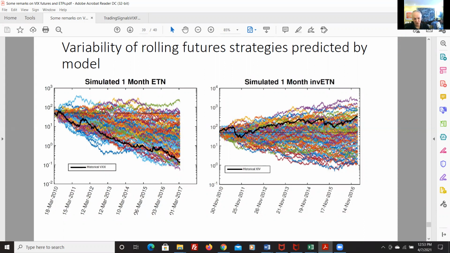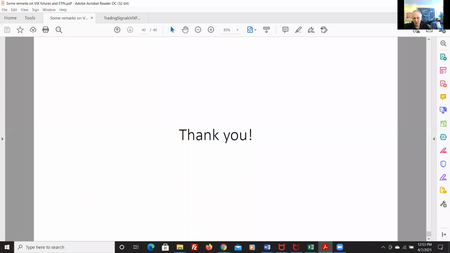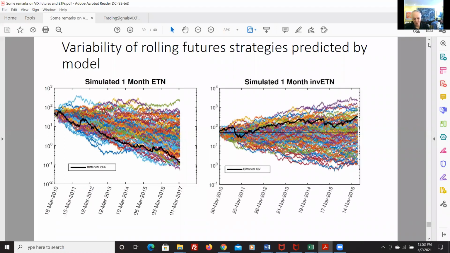And so this is just a model. The Markov model is just a model, and it tracks the VIX ETN, but there's a lot of leeway here, and only one path was chosen by the market. So this is the talk.